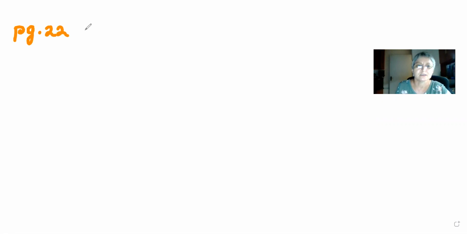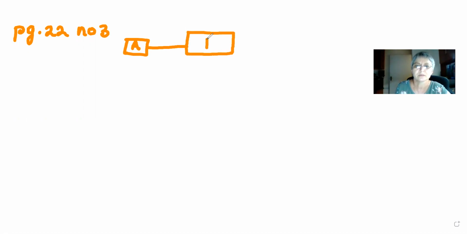the exercise there, number 3, where we have object A joined by a string, and it's usually a string that won't stretch, and an object B on a flat surface, and there's a force F applied.